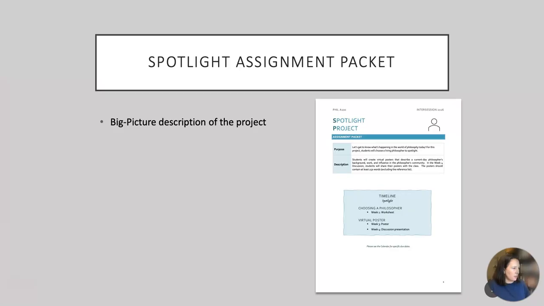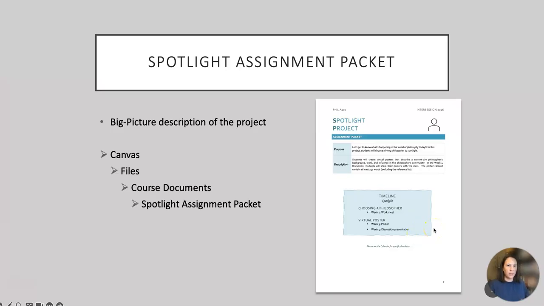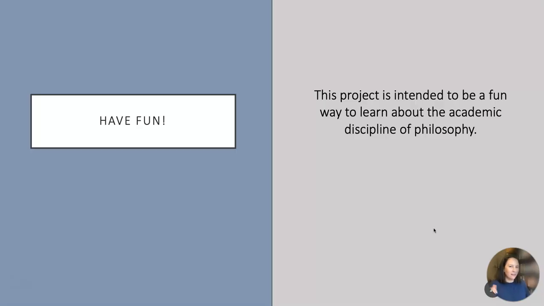Here you see we have a little timeline. Week 1 is we're doing the worksheet. Week 3 we have the poster, and week 4 is the presentation. All right, and you can find this on Canvas. Just go to Files, Course Documents. I'll also have links on the assignments too to bring you there as well.